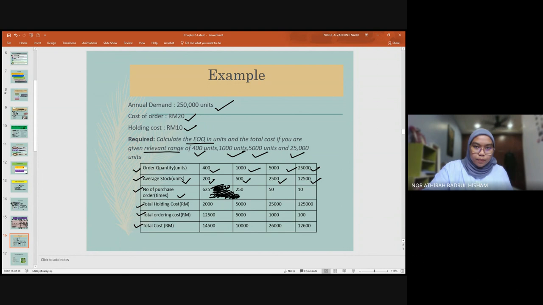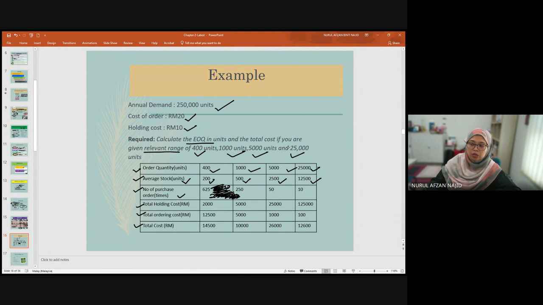Dapat. Okay. This is how you calculate the number of purchase order. AD bahagi OQ. Annual demand yang ni bahagikan dengan OQ. OQ adalah 400. Same goes to the 1000 ni. AD 250,000 bahagikan dengan 1000. So you kena check betul tak? You dapat tak jawapan tu nanti? Then 250,000 bagi 5000. 250,000 bagi 25,000. Then you get this figure. Okay? Dan seterusnya lah. Nanti you habis ni masa tutorial, you check balik. Dapat tak 250, 50, 10? How to get this figure? This figure and so on.